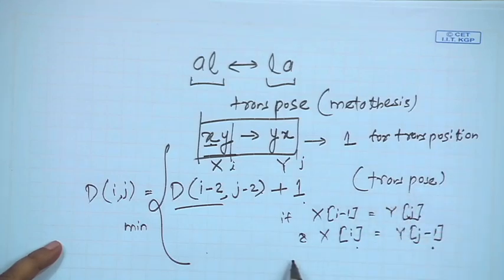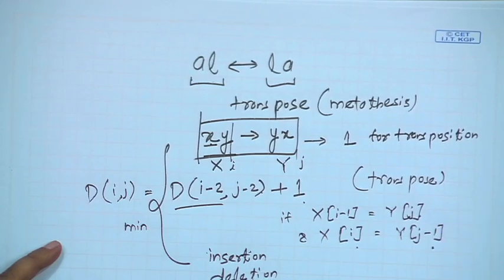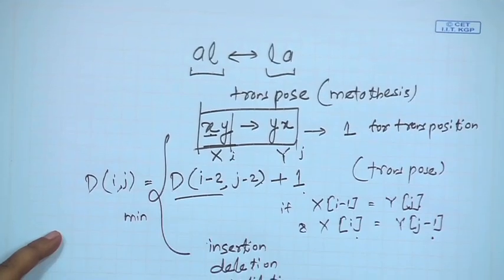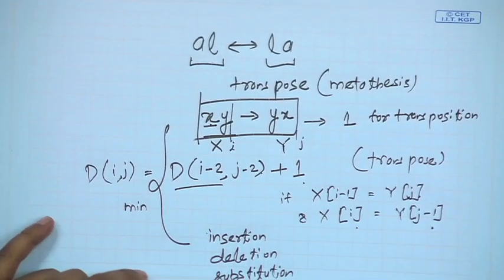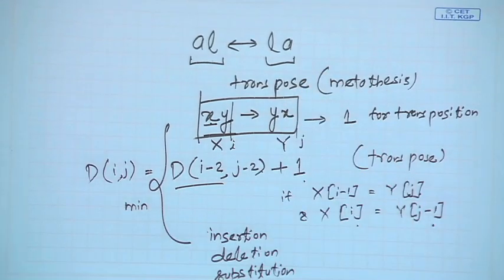And then I have other conditions for insertion, deletion, and substitution. And that's how I can modify my initial algorithm to also include transposition. So with all these operations, this is the only other operation that is also commonly used in computing edit distance.